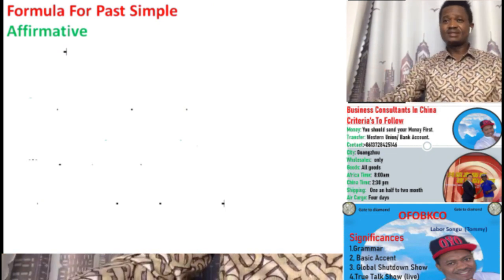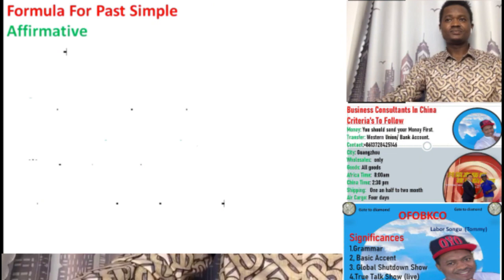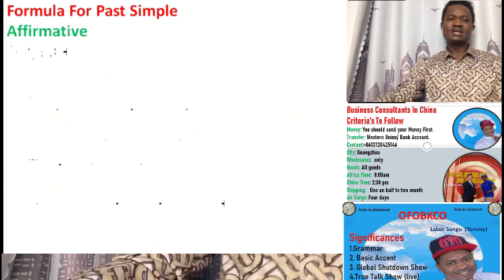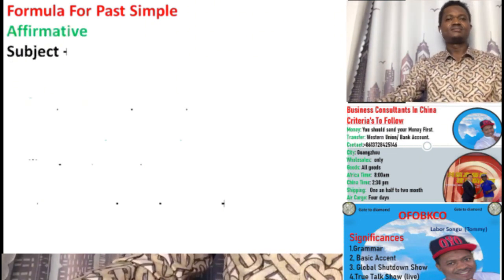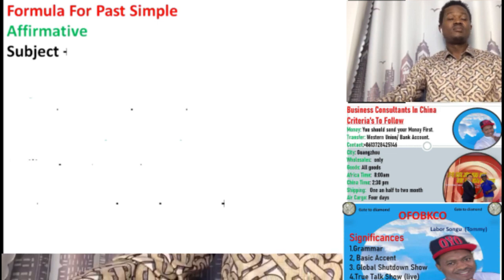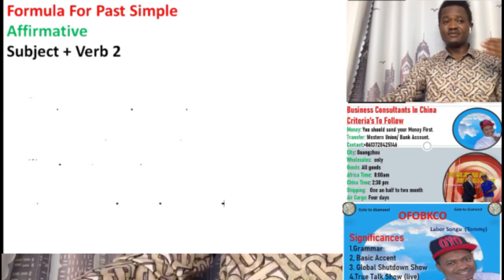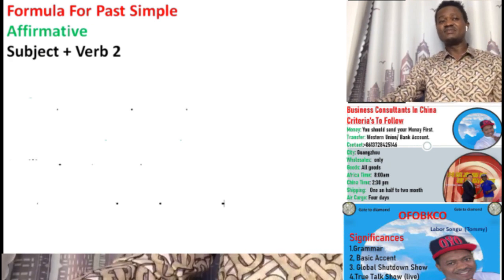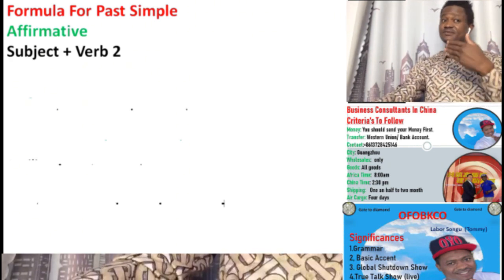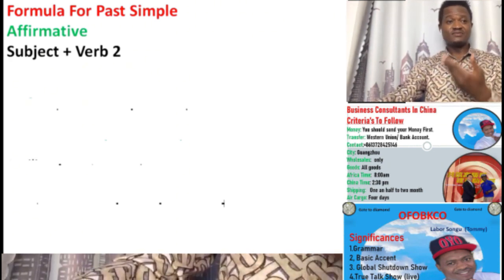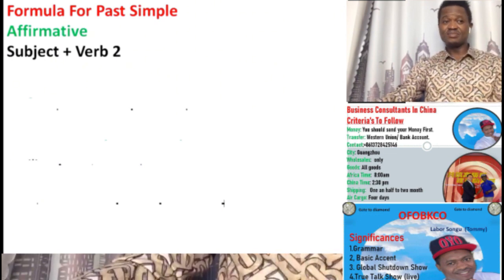Affirmative form. That is the positive form. So the formula gotta be: subject plus V2 verb. This is the V2 verb. When we talk about the V2 verb, we have the V1 verb, that is the base form. The V2 verb, that is the past form. So we're gonna use the V2 verb. That is the past simple, the past form.